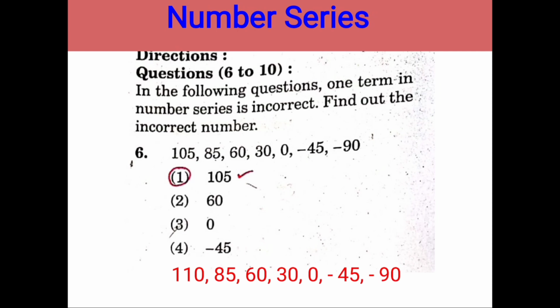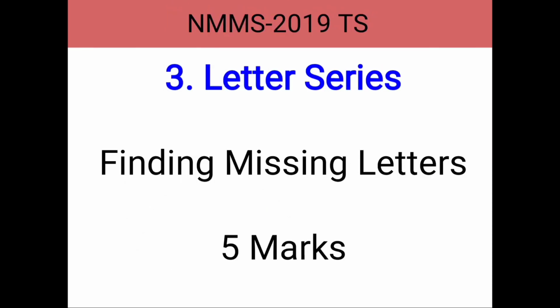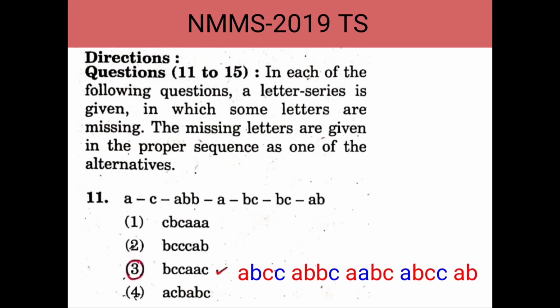Third model is letter series. Finding the missing letters in the letter series carries you 5 marks. In this example, the series is like this: ABCC, ABBC, AABC. Again it is repeating: ABCC, AB. So the answer is B, C, C, A, C.